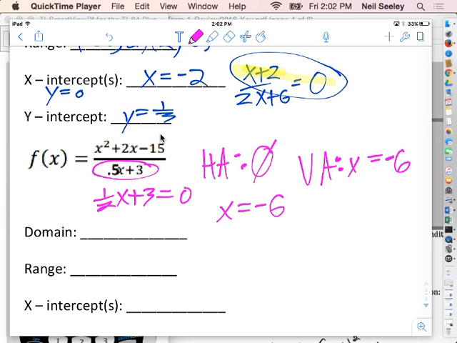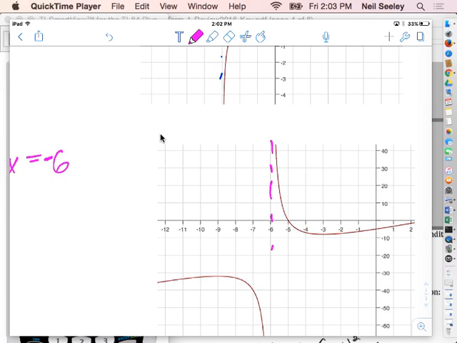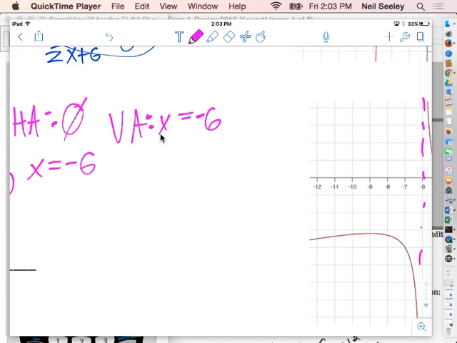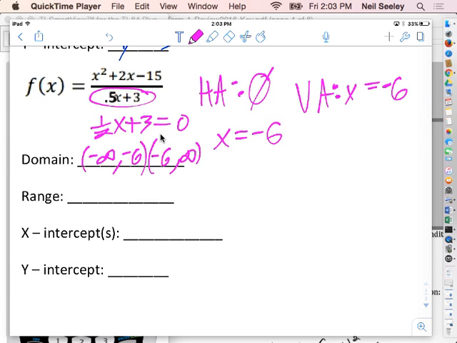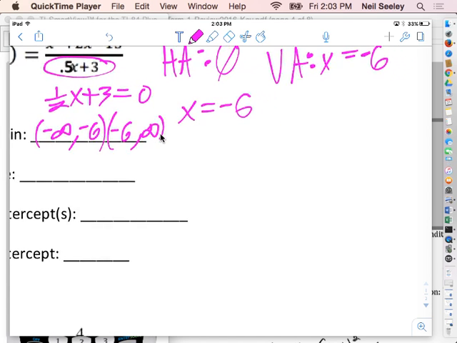The coincidence is amazing. But the domain then is -infinity to -6 and -6 to infinity. And if you look at the graph, I think all that is nicely reconciled. There it is, -6. Okay, no hole, nothing to worry about up there. If you factor the top, it doesn't cancel with anything in the bottom. Now, range. Ooh, there's no horizontal asymptote.